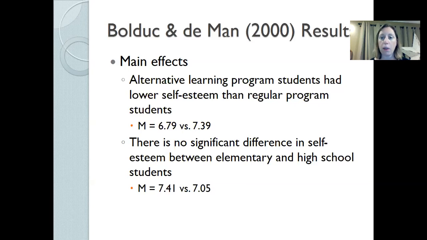We don't care at all about what age the kids are. This is just looking at the alternative program versus the regular program. The other main effect is for school, and it's looking at, is there a significant difference between elementary and high school students, regardless of which program they're in? And here the mean was 7.41 versus 7.05. That wasn't a significant difference, so there's no difference in self-esteem based on age.